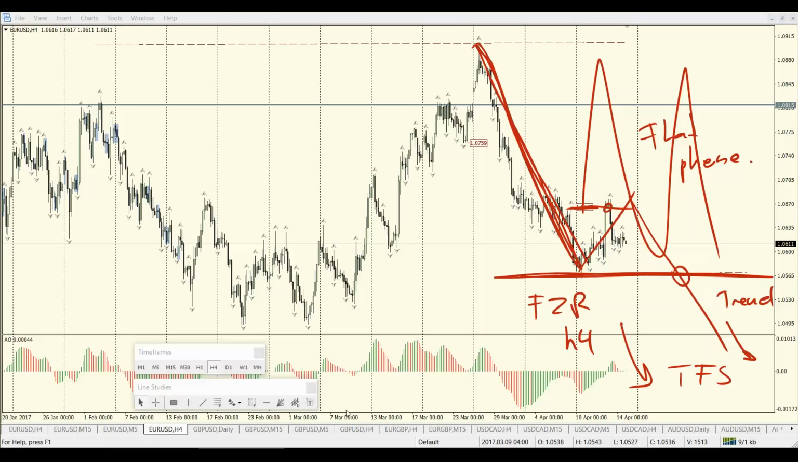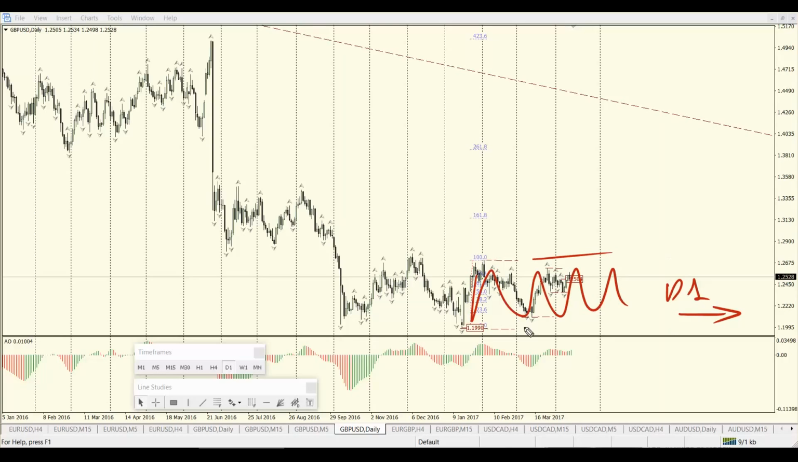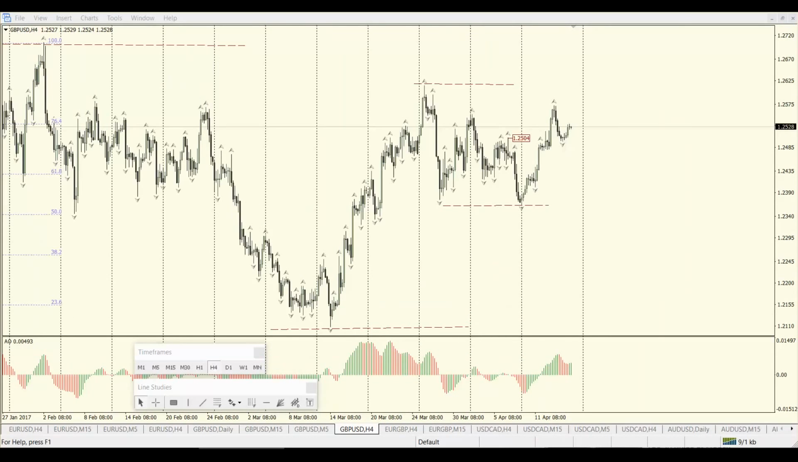Next pair is British pound. First of all, don't forget on D1 level we're still in a flat phase, and as soon as we break through any of these reference points, then we'll get out from the flat phase. But if you remember my last review, I told many times that I use the H4 time frame level for my strategic direction. And last time we had this FZR down.